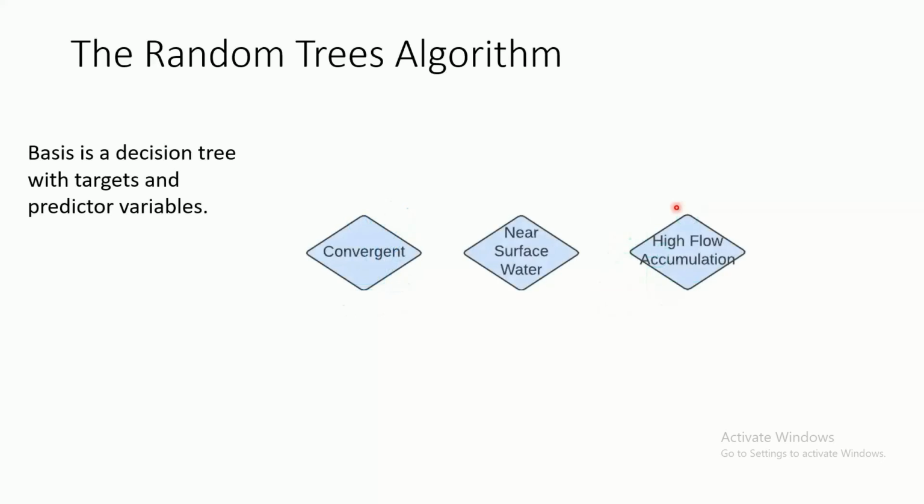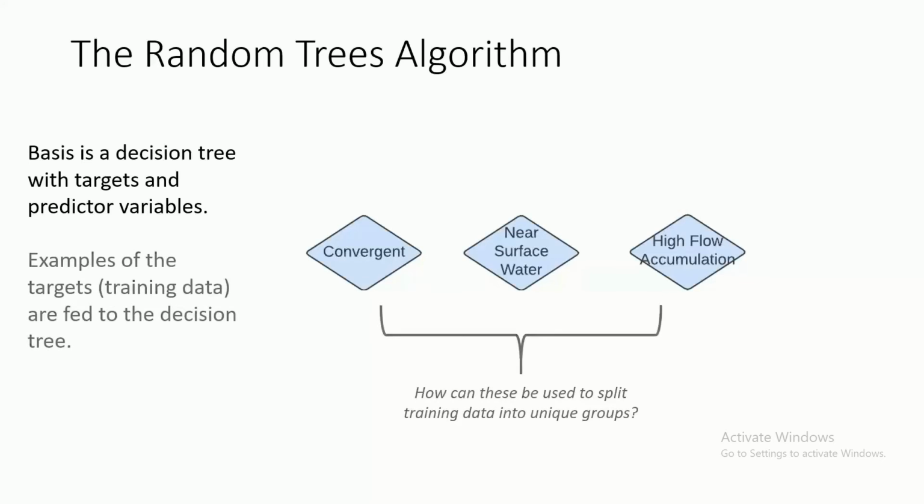And then along with those targets, a decision tree has predictor variables. In the baseline implementation, we can think of these as whether something is convergent or not, whether something is near surface water, and if an area has high flow accumulation. And what the decision tree is going to do is figure out some different splits and decision routes between your predictor variables, and use that to try and decide how can I split my training data into groups that are very different from each other, but where the data within each group is very similar to each other. So what's the most optimized way to group these things given my predictor variables?